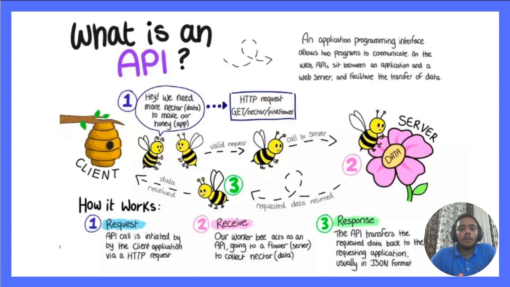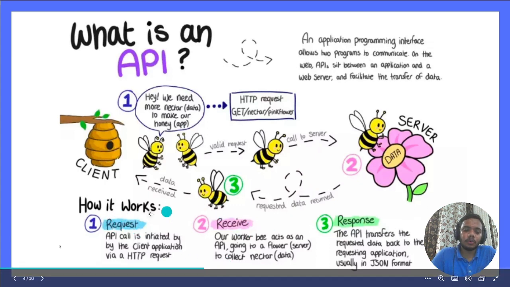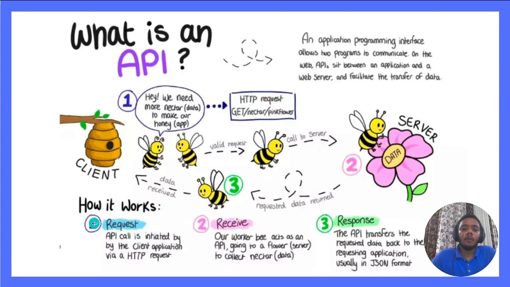So, whenever a client generates a request, the request goes to the server, the server validates the request, and if the request is valid, then the server responds with the data that the client wants. Now, here three things work. First is request, second is receive, and third is response. Request is whenever an API call is initiated by the client, and it is in the form of an HTTP request.